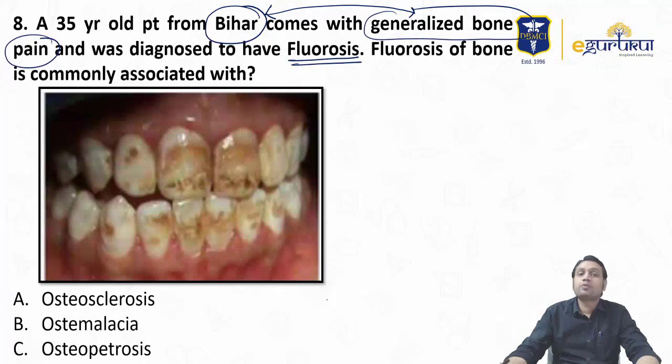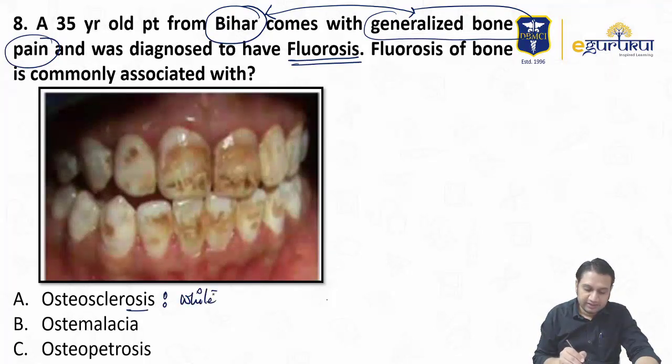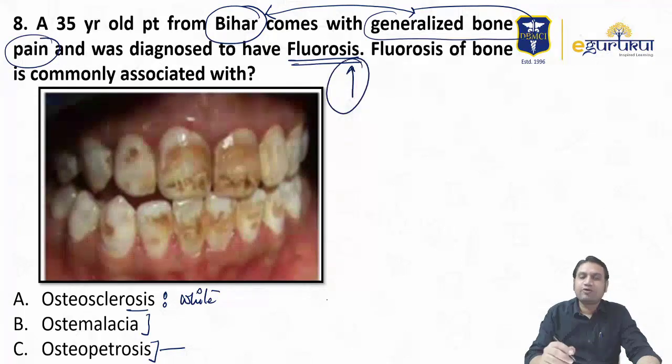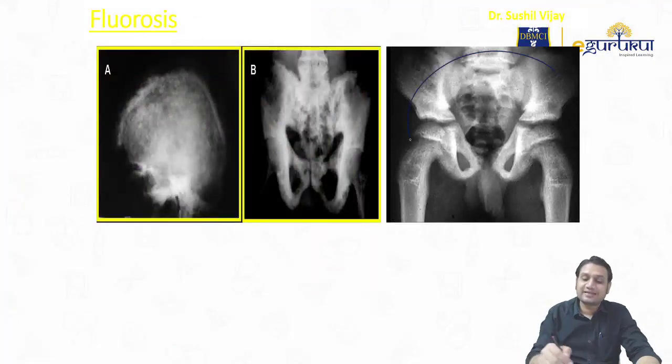So fluorosis of the bone is most commonly with what? If the fluoride content comes, we have been given options as osteosclerosis, that means whitening, osteomalacia, blackening. Osteopetrosis is as such a disorder in itself. They have already given you the diagnosis. So basically they want to ask you that fluorosis X-ray will be seen as how? This is how the fluorosis X-rays are seen. All white and white and white, right?